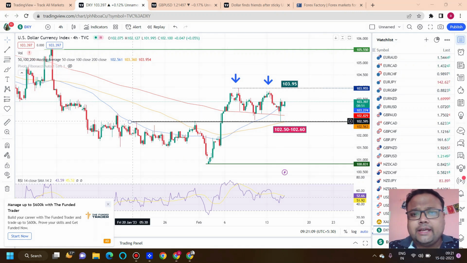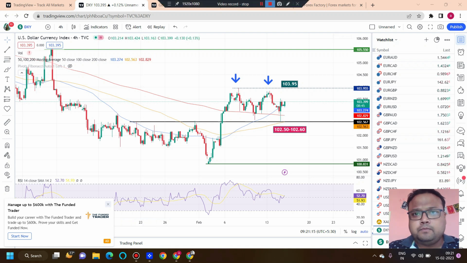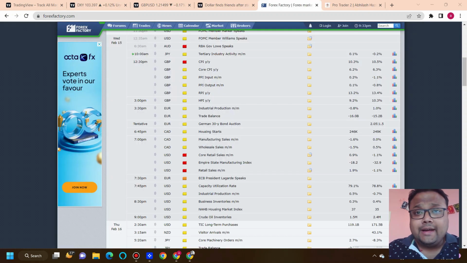You don't need to observe DXY candle by candle. Just knowing the critical levels on the chart will help you a lot. And today we have the retail sales report coming up, so the market may show volatility again, not like NFP or CPI, but yes, you need to be careful during the news time.